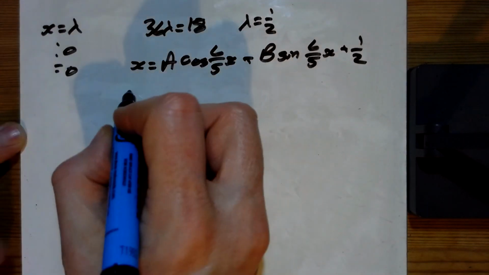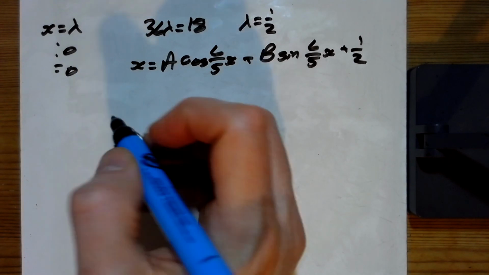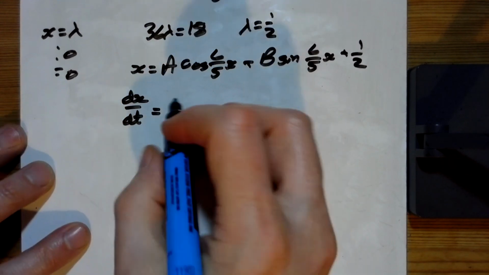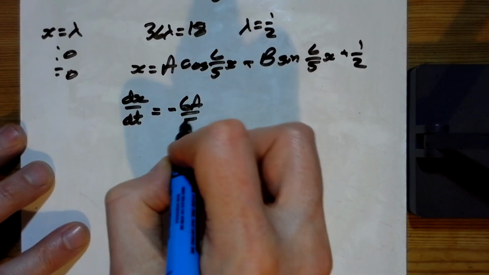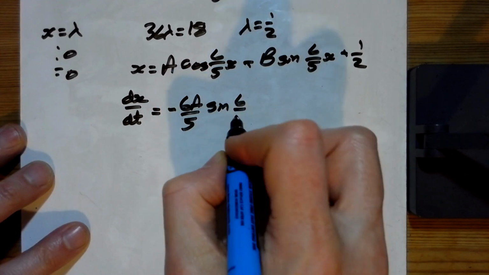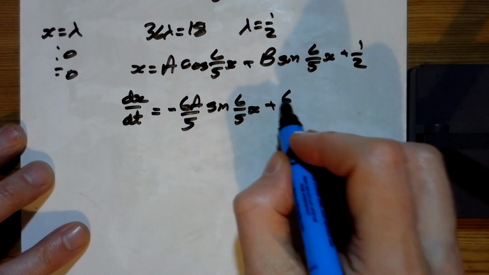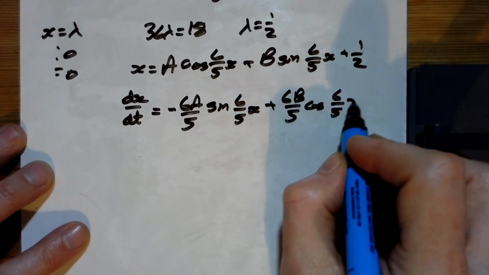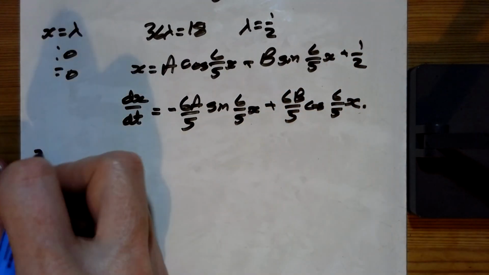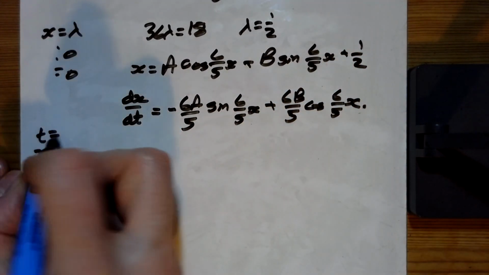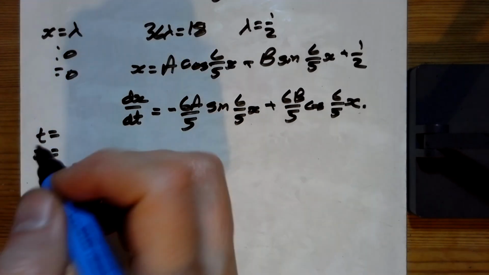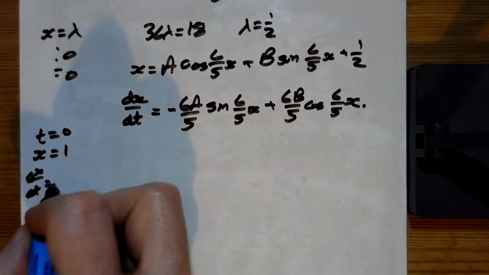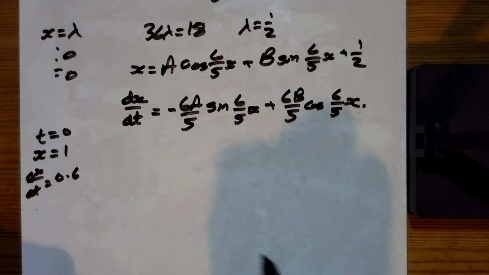Bounds. Should we differentiate it? Let's just check. Are they giving us dx by dt? Yes, they're giving us what dx by dt is. So dx by dt is equal to minus 6a over 5 sine 6 over 5x plus 6b over 5 cos 6 over 5x. And they've told us when t is equal to 0, x is equal to 1, and dx by dt is equal to 0.6.